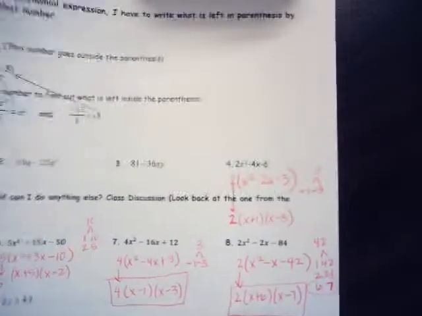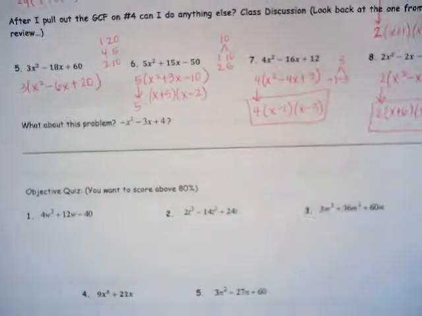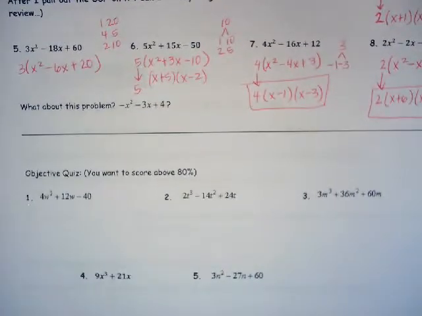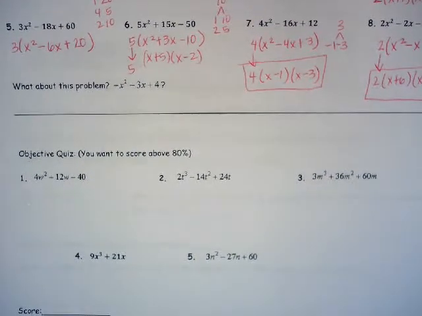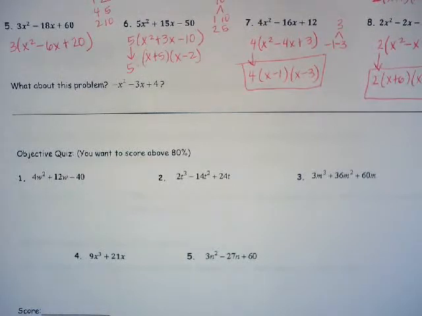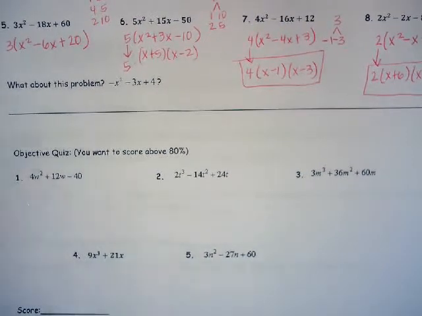All right, here's the objective quiz. See how you did? So I'm going to pause this quickly, let you work on these. Well, actually, you're going to pause this so you can do this. Of course, this isn't being scored if you're watching this online. You just want to see how you did. See if you can score above 80%. So pause this, do these 5 problems, and then check back. Let's see how you did.